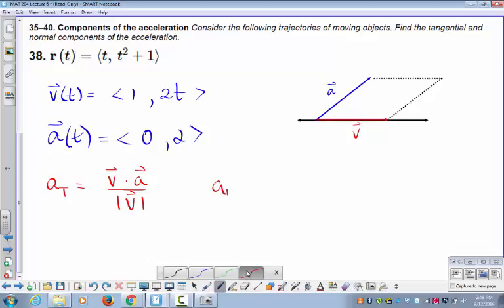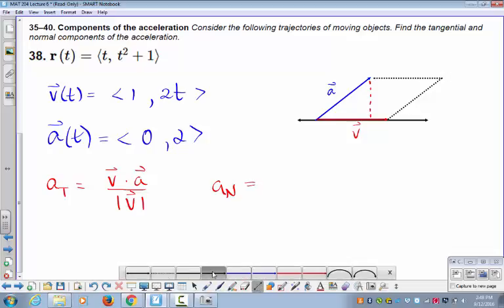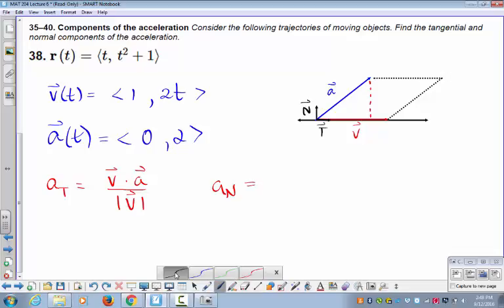A sub n. We're trying to find the height here, the normal vector. The unit normal is going to be pointing straight up like that. There's the unit tangent if I wanted to put it in there. There's the unit tangent. There's the unit normal. And projecting onto that n, that's just the height there. So we'll do the length of V cross A divided by the speed.